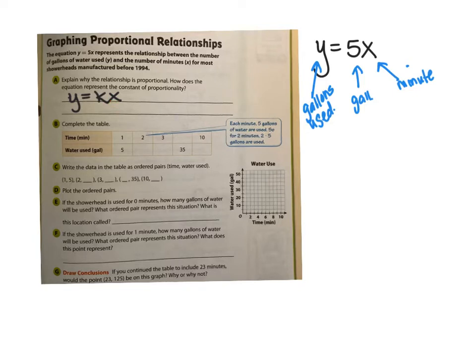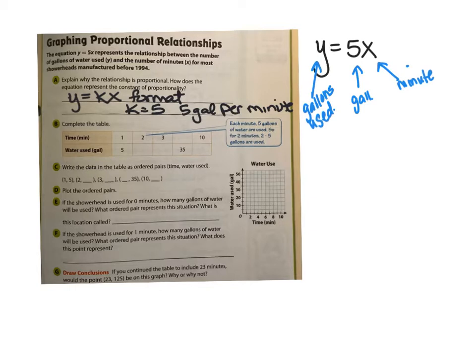Y equals kx format means that this is going to be changing at a constant rate. 5 times 1, 5 times 2, 5 times 3. It's going to happen at a constant rate. How does the equation represent the constant of proportionality? In this case, k equals 5. It is 5 gallons per minute, which is the unit rate, by the way, right? That k talked about the unit rate. 5 gallons per minute, per 1 minute.